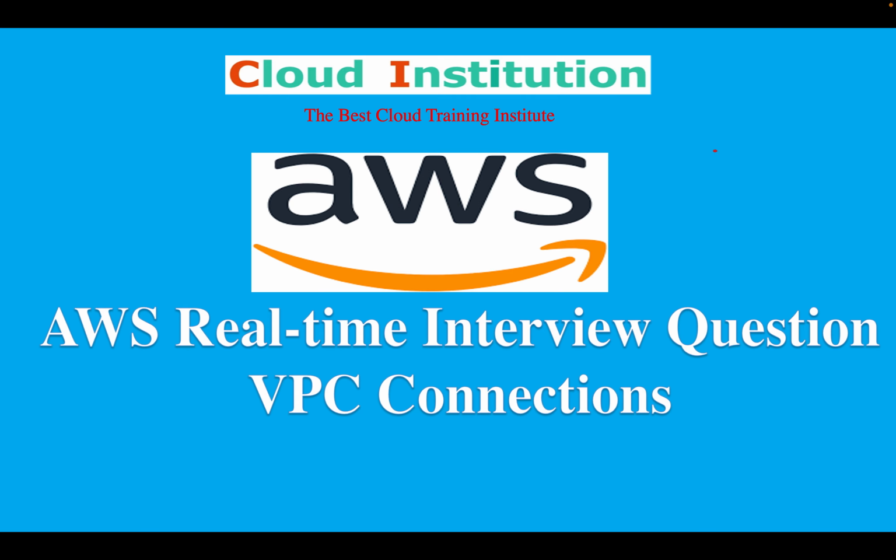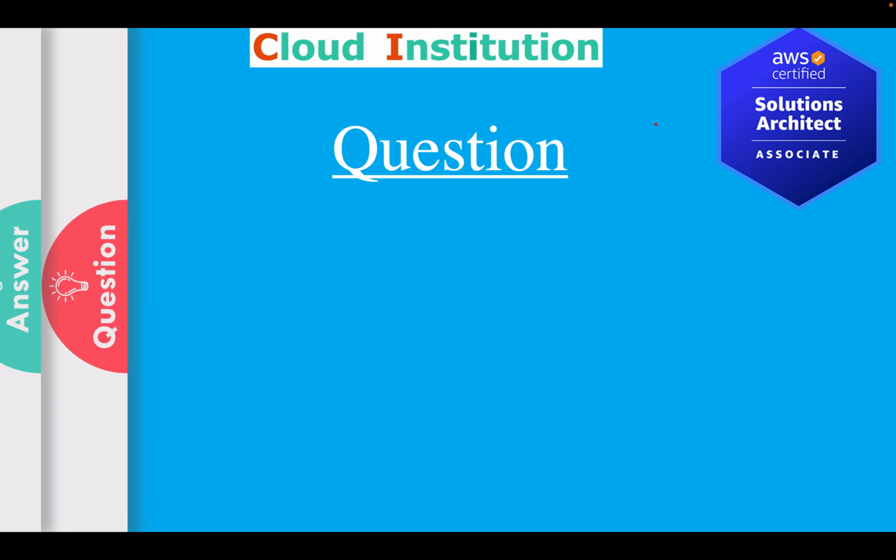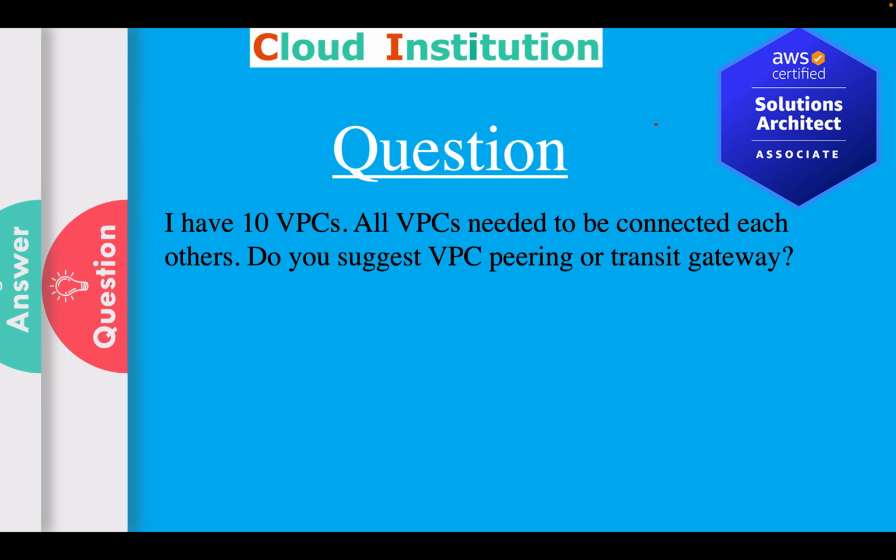Today we are going to see one of the AWS real-time interview questions on VPC connections. So the question for the day is: I have 10 VPCs, and all VPCs need to be connected to each other. Do you suggest VPC peering or transit gateway?